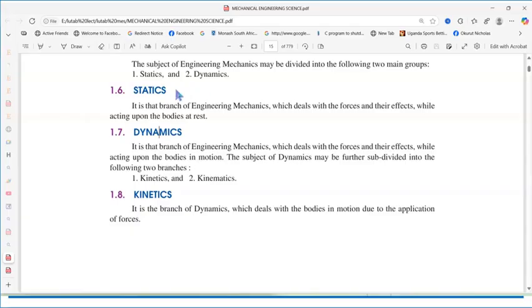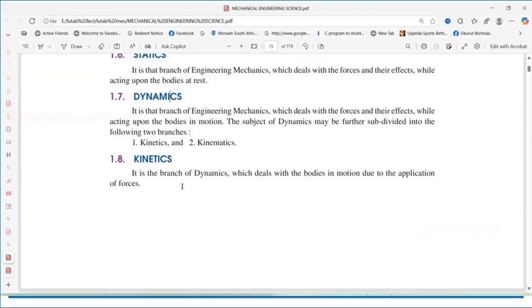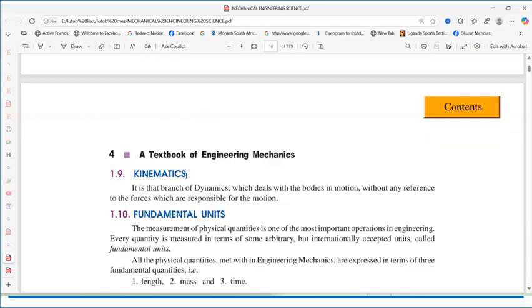Dynamics and statics are actually two opposite things. Here we are talking about bodies at rest. Here we are talking about bodies that are in motion. But again, this dynamics is divided into two. We are talking about kinetics, a branch of dynamics. We are talking about forces. We are talking about bodies in motion due to the application of forces. So here, forces that are causing motion are considered. Whereas in kinematics, forces causing motion are not considered.